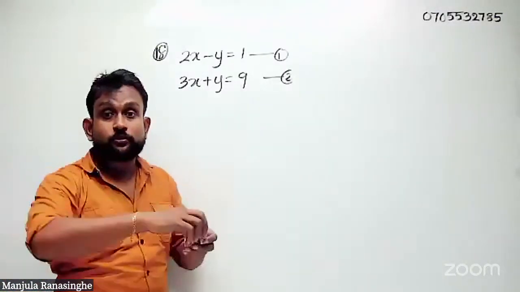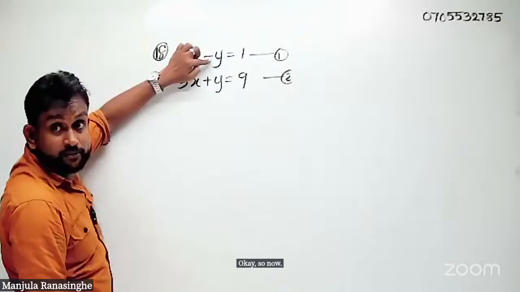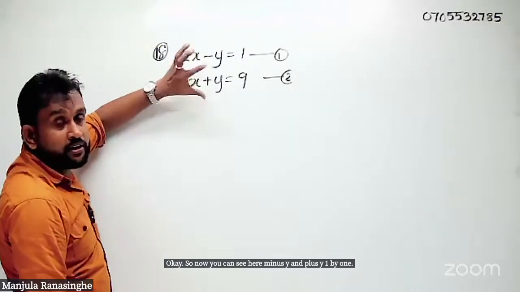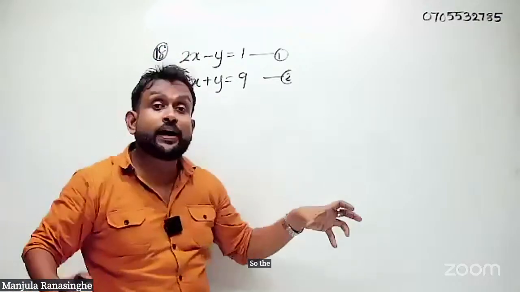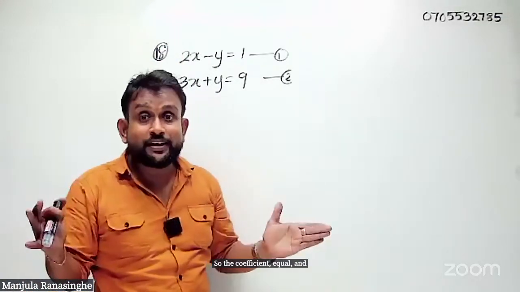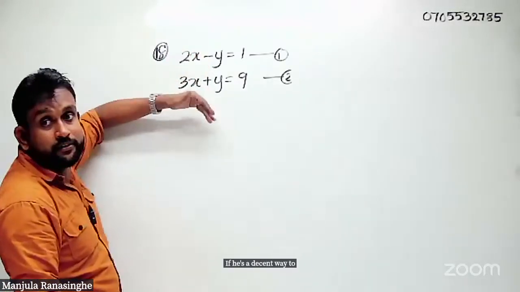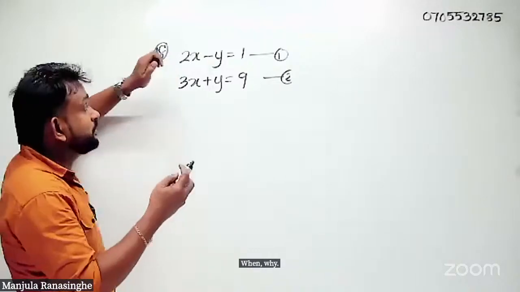Okay, so now you can see here minus y and plus y, they are 1y minus and plus. So the coefficient is equal and the signs differ. So in that case, what is the most efficient way to eliminate y? Just add. When y cancels, then you can find x.